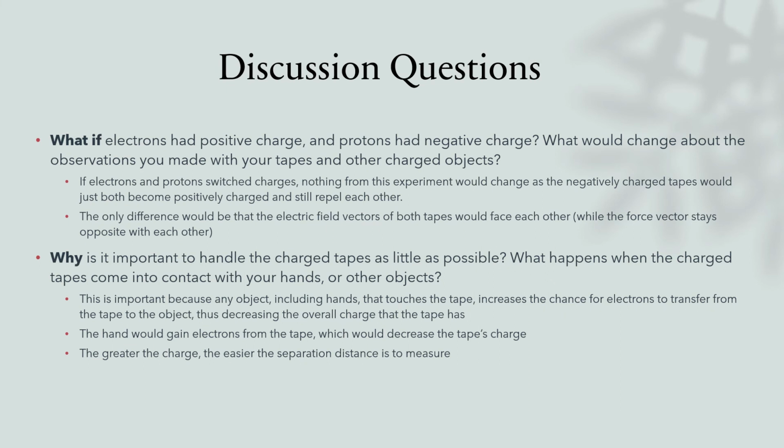Some discussion questions are, what if electrons had positive charge and protons had negative charge? What would change about the observations you would make with the tape and the other charged objects? The answer is that if they switch charges, nothing would change, as like charges would still repel each other, but the electric field vectors would switch sides.